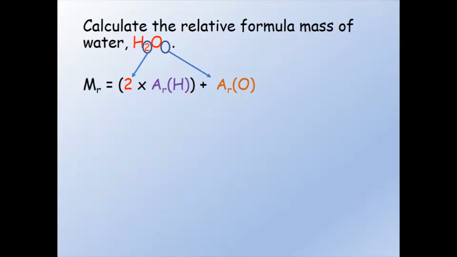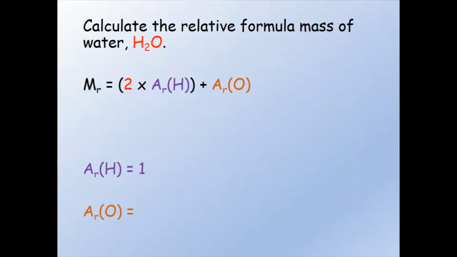Now we need to look up the relative atomic masses for hydrogen and oxygen. You do find those in the periodic table along with the atomic number. So the relative atomic mass for hydrogen is 1 and the relative atomic mass for oxygen is 16. Now that we have those numbers, we just need to plug them into our equation above. So we get 2 times 1 for the 2 hydrogen atoms plus 16 for the oxygen atom, and this gives us a relative formula mass for water of 18.